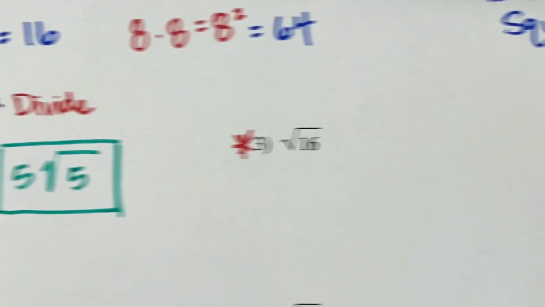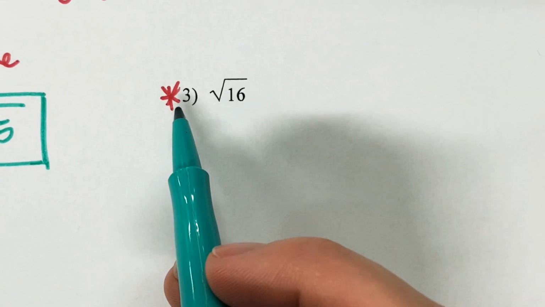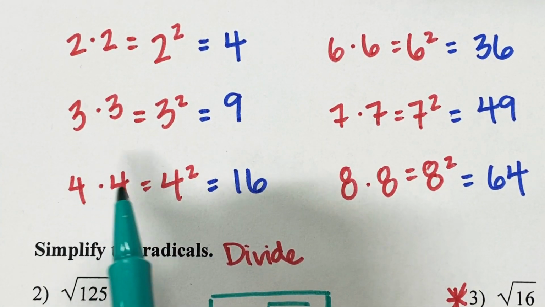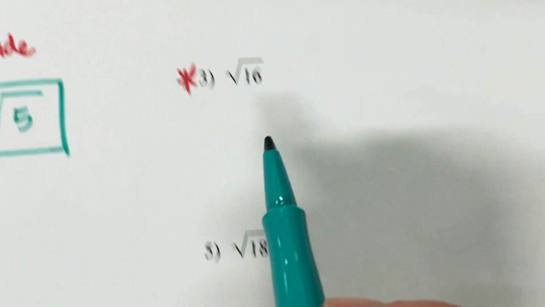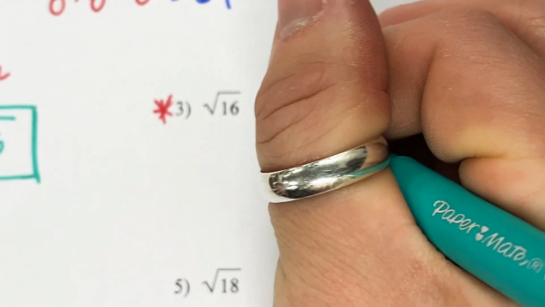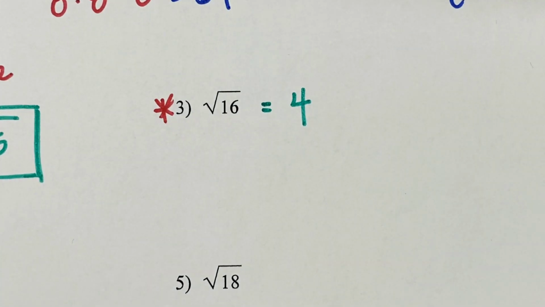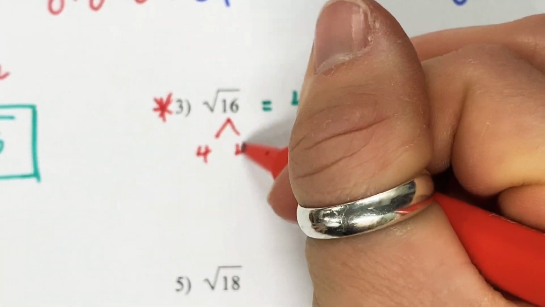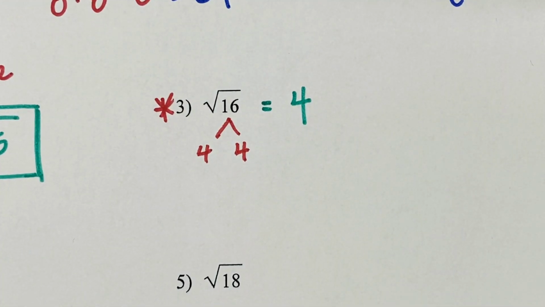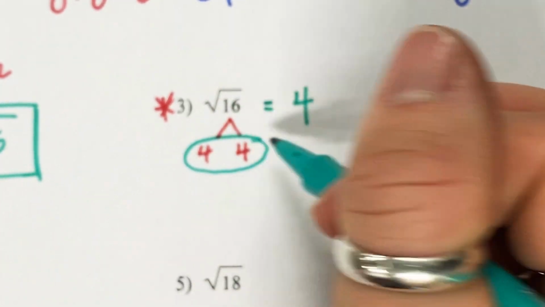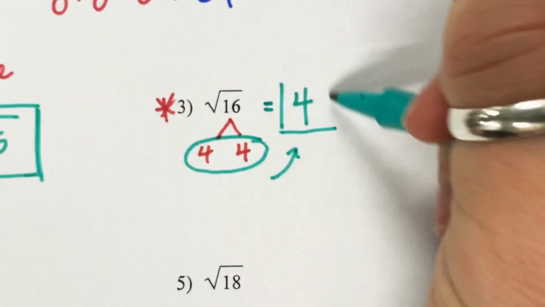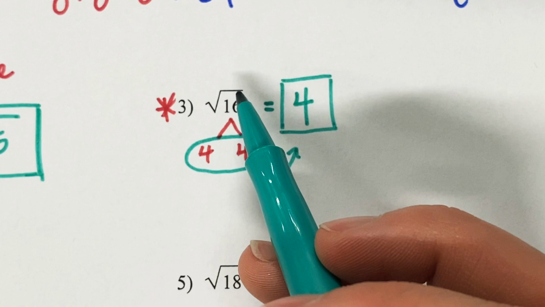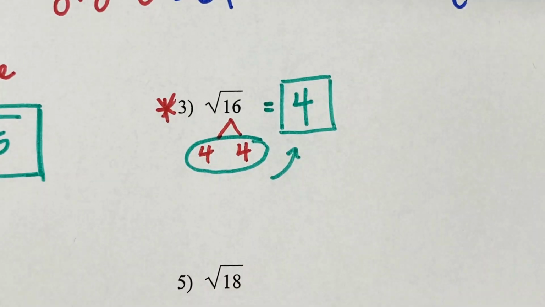Let's look at number 3. Ooh, we put a star by number 3 because 16 is on my list. That means I already have a pair of numbers. In other words, the square root of 16 is 4. Why is it 4? That's because if we wanted to divide 16 by 4 and 4, look at that. We already have a pair of numbers that can couple up and leave. No one had to stay inside the radical. So it's a nice whole number. The square root of 16 equals 4.